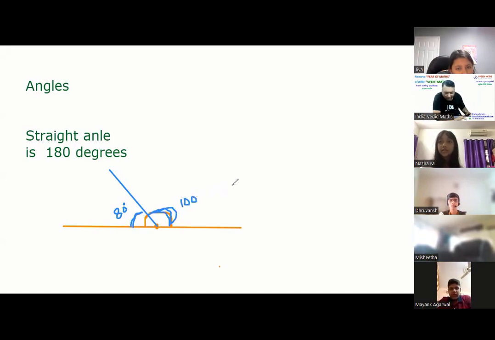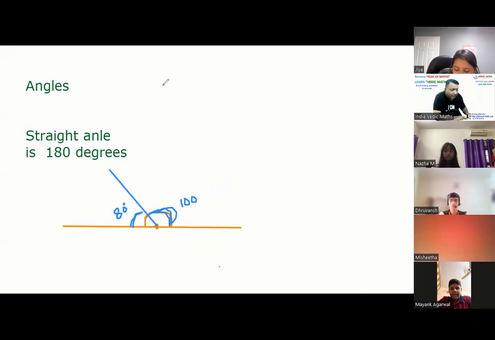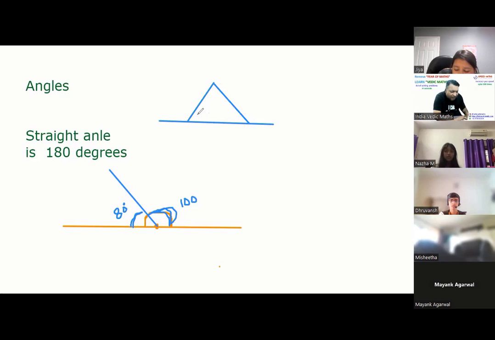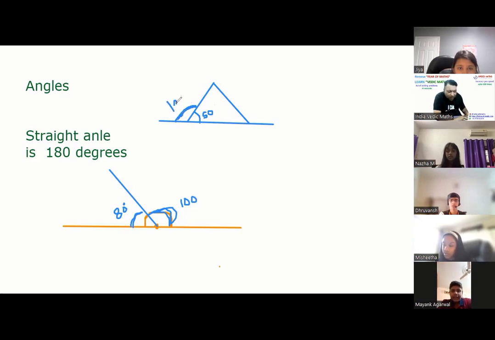That's it. Correct? Similarly, Mayank, if I make this kind of diagram, sorry, guys, this is for all of you. We are going to use this a lot. Tell me, Mayank, if I say this angle is 50 degrees, how much will be this angle? Sir, 130 degree. Because it's 180 degree, straight line is 180.